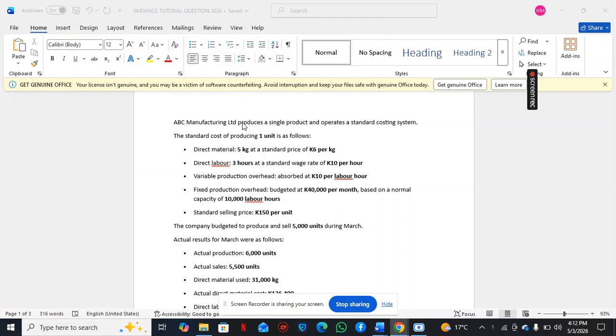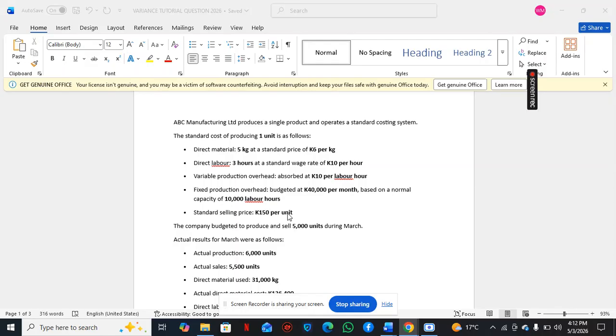ABC Manufacturing Limited produces a single product and operates a standard costing system. The standard cost of producing one unit is as follows: direct material 5 kg at a standard price of 6 kwacha per kg, direct labor 3 hours at a standard wage rate of 10 kwacha per hour, variable production overhead absorbed at 10 kwacha per labor hour, fixed production overhead budgeted at 40,000 per month based on a normal capacity of 10,000 labor hours. Our standard selling price is 150 kwacha per unit.